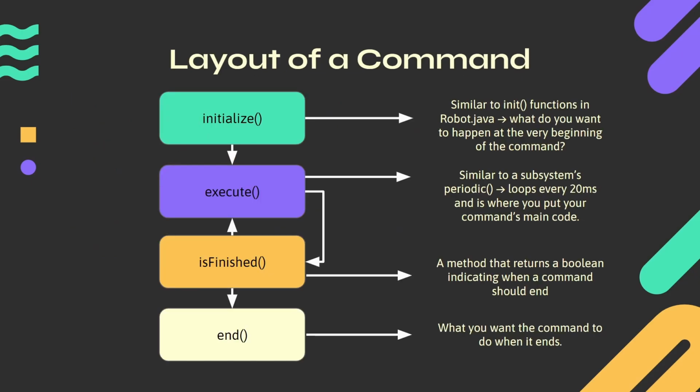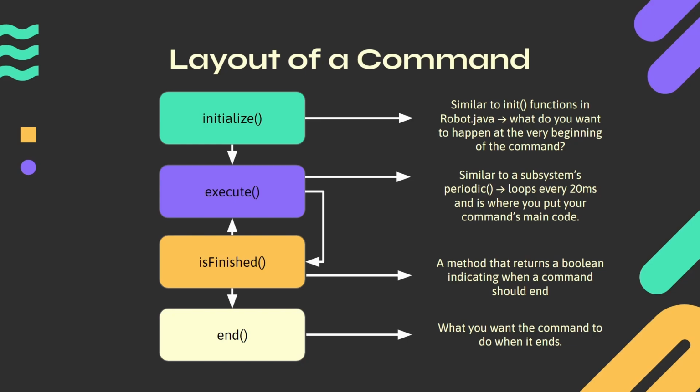Now, with the command, it gets a little bit complicated, but it's not too bad. We start off with the four main functions that are defined in a default command. When you make a WPILib command class in VS Code, you get these four methods. The first one is initialize, and we're kind of used to this with robot init. It's similar to the init functions in Robot.java. What do you want to happen at the very beginning of the command? That's what initialize does.